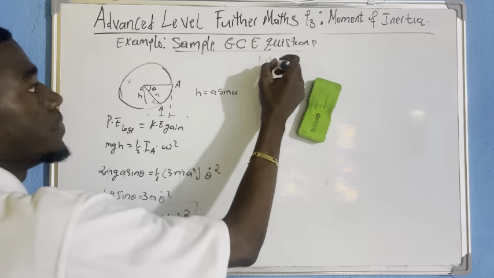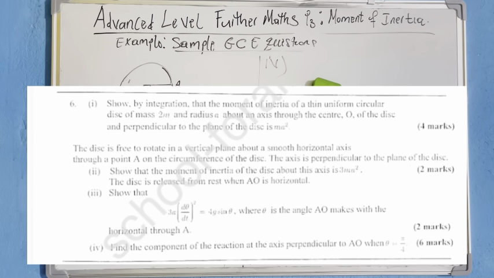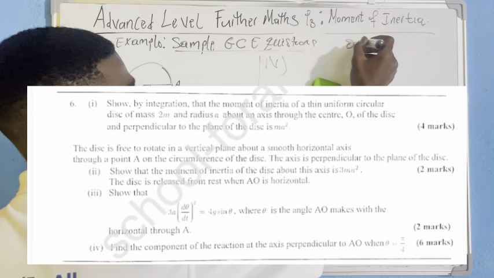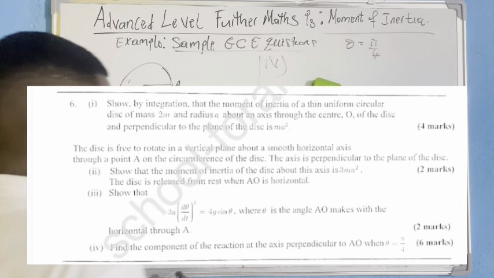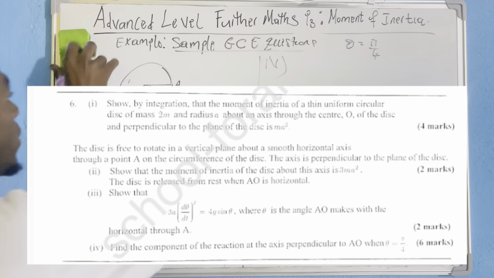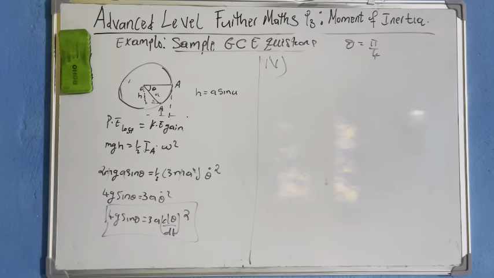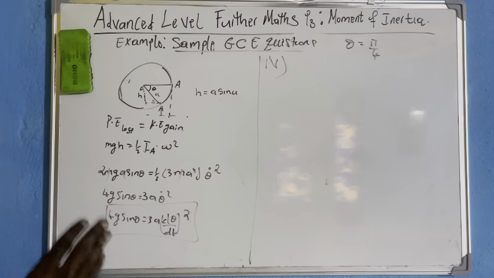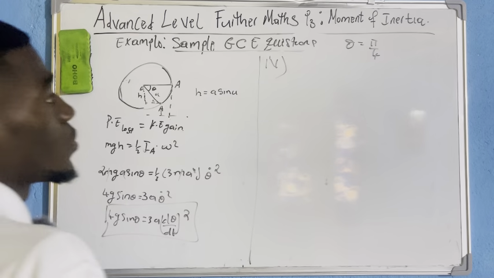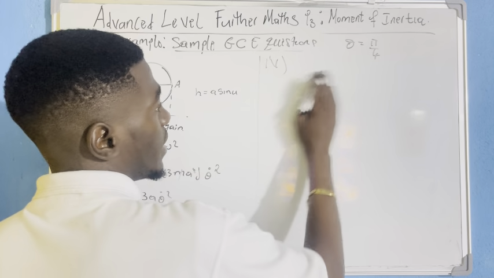Then Roman 4: find the component of the reaction at the axis perpendicular to AO when theta takes the value π/4. Okay, student. Now let us come up with a diagram so that you can see. We want the component of the reaction at the axis perpendicular to AO. So we are having a diagram like this.